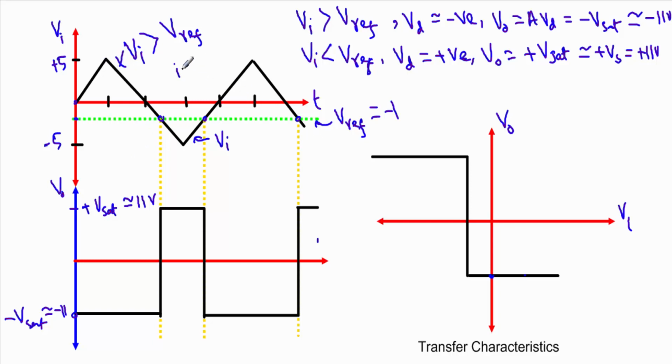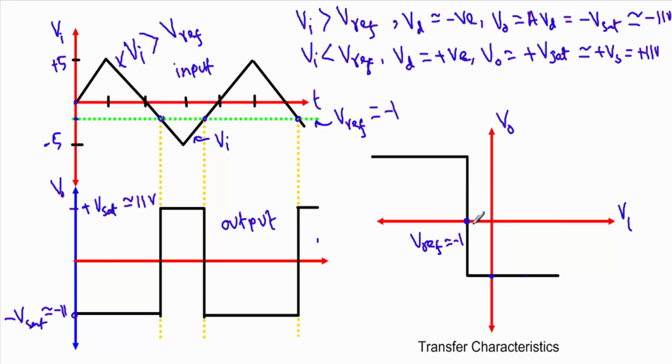This is our input and this is our output waveform. Now I will show you the transfer characteristics. Transfer characteristics imply how the input will affect the change in the output voltage. Here we are supplying our negative reference voltage Vref equal to minus 1.